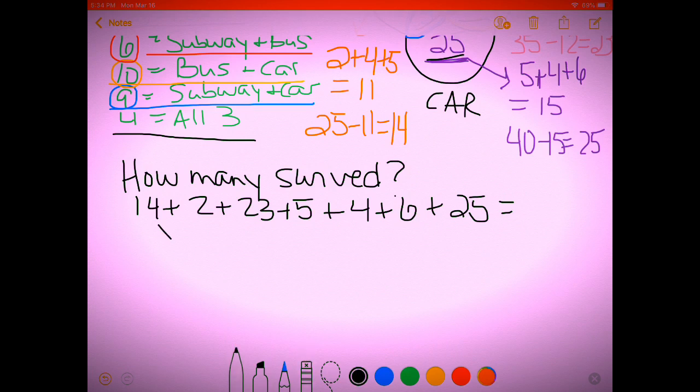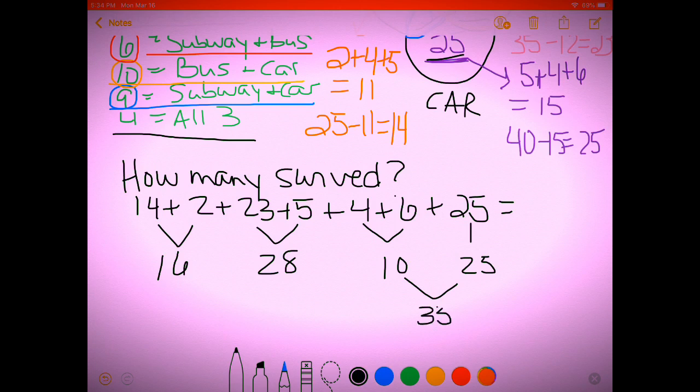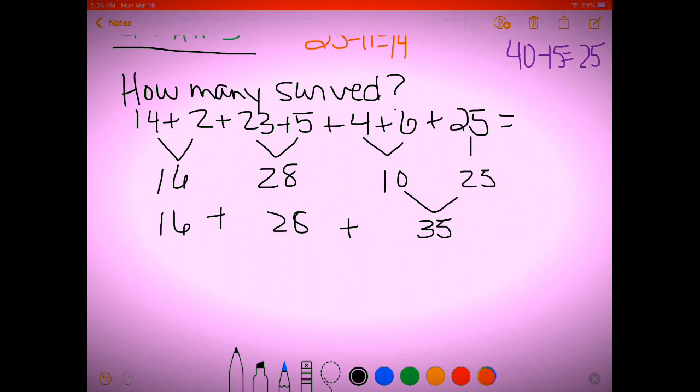14 and 2 is 16. 23 and 5 is 28. 4 and 6 is 10. And then we can bring down our 25, and we know that 10 and 25 is 35. So we have 28, 16, and 35 that we're adding together. So let's write those vertically. So 16, 28.